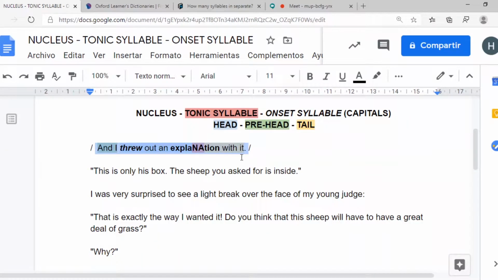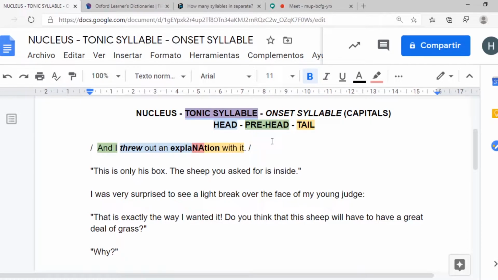Let's talk about this utterance that does not have any exception to the last lexical item rule, which states that the last content word is the one accented. Here you have the last content word, so my accent is here. So this is the nucleus. This is the last content word. Within the last content word, I can find the tonic syllable.